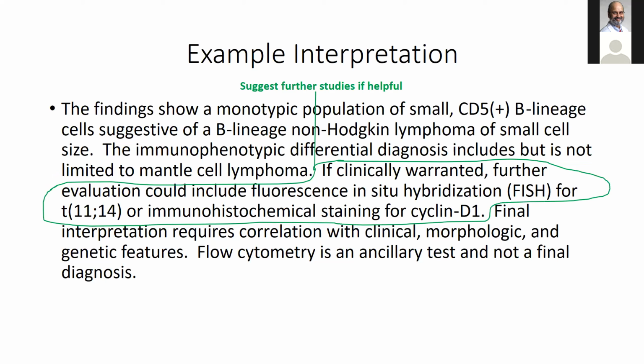So here I would say if clinically warranted, further evaluation could include fluorescence in situ hybridization for a T(11;14) translocation. The gene for cyclin D1, which is the gene that is translocated in mantle cell lymphoma, sits on 11. And then on 14, you've got the immunoglobulin heavy chain, so you get a translocation between these two. Or immunohistochemical staining for cyclin D1, because in mantle cell lymphoma, you get overexpression of cyclin D1.